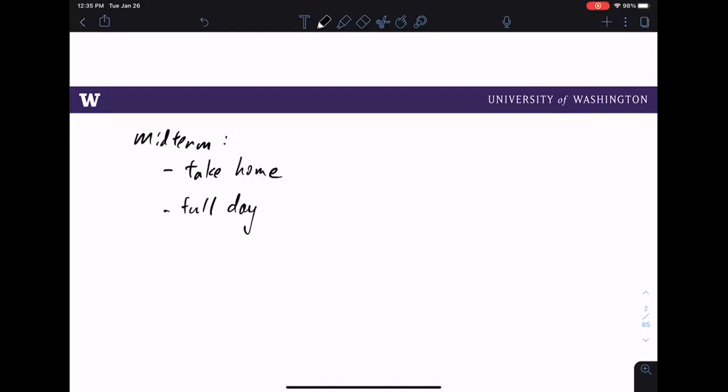Some possible dates, looking at the calendar, are February 9th or 11th. Those are possible days, a Tuesday and a Thursday. If we set it on, say, February 11th, any objection to that date? Any conflict that I should know of?